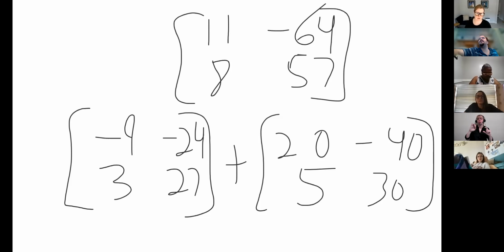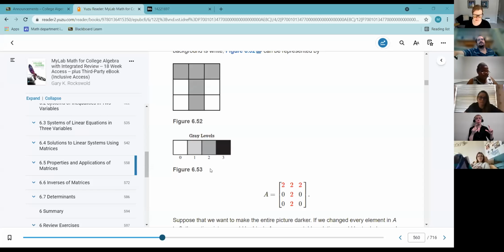Do I have it? Right there. I need to bring it up. This is what they're doing, right? This gray is zero. Slightly gray is one. A little bit darker gray is two. And then black is three. So this is the color scale that they're using.